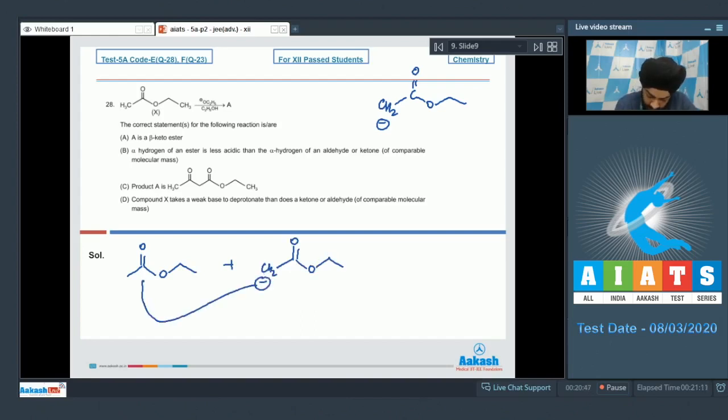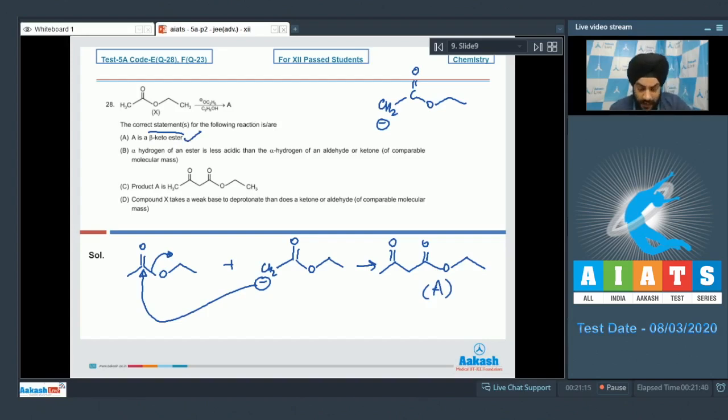So this will make an attack over here and this group is going to leave. So this is going to lead to the generation of a beta keto ester. So this is the major product A which is formed. So if you look at the options which are given to us, we have to talk about the correct statement, students. So option A, it says A is a beta keto ester. This is a correct statement.